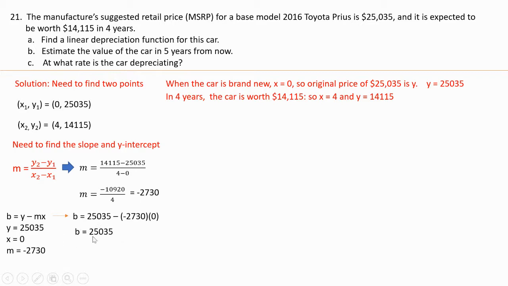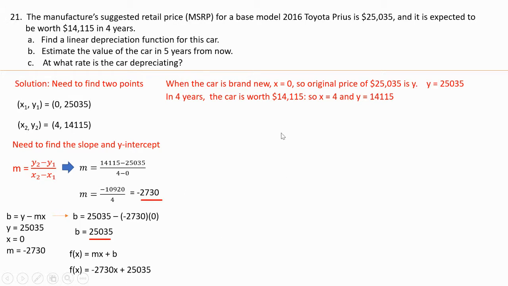So that's my b. Okay, now heads up, guys, like observation, okay? But let's get the equation first. So my slope is negative 2730, and my b is 25,035, right? There's my m, that's my b, so we plug them in here. So that's the equation that we're looking for.